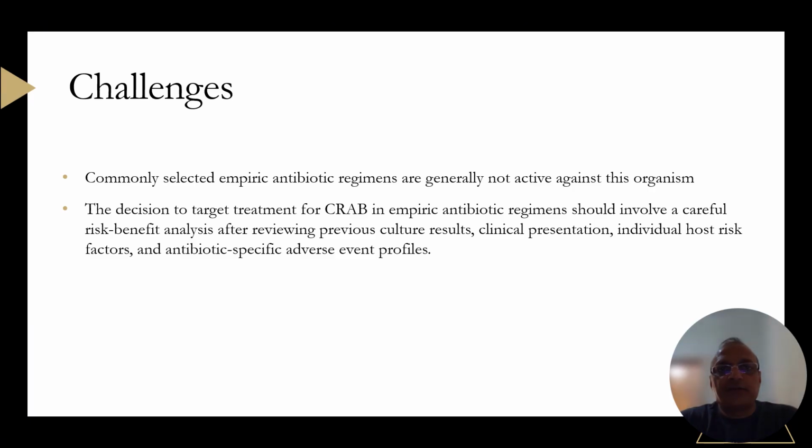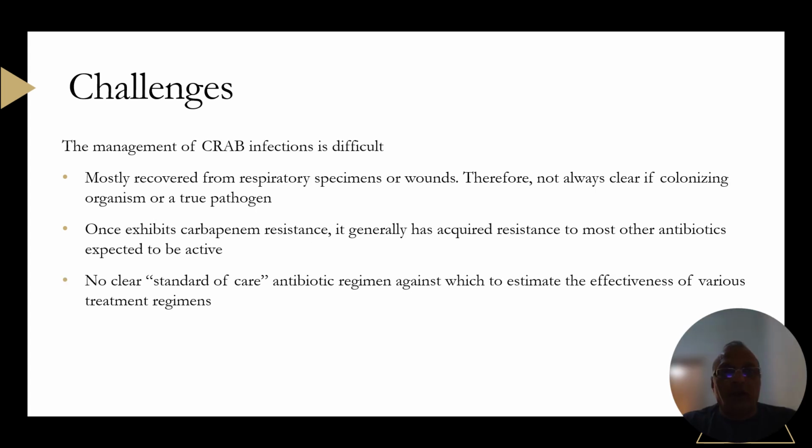There are multiple challenges with regards to treatment of CRAB infection. Not only is it related to empiric therapy, but it extends to patients where the culture is positive for this organism. Most of the empiric antibiotic regimens used in the critical care setting do not cover this organism, so this pathogen remains uncovered and treatment gets delayed. Hence, the decision to treat for this organism in an empiric regimen requires consideration of multiple patient variables. Once the organism is identified as CRAB, the situation is not straightforward and this also poses management challenges.